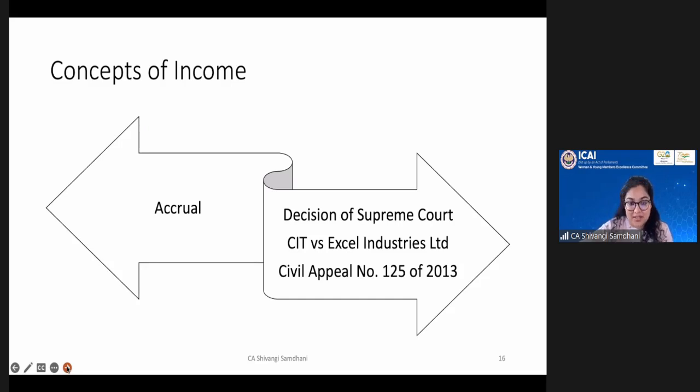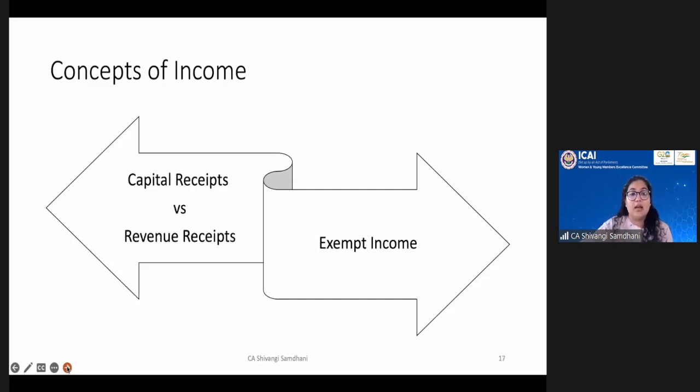So for every transaction, we need to apply these 3 tests. And once we decide that yes, income has accrued, then only it will be considered as part of total income. So this is the first, and I should say a fundamental concept of income: accrual. Without accrual, no income can be taxed, basically. Other concepts of income that I have selected, I will be starting with the first, capital receipt versus revenue receipt.